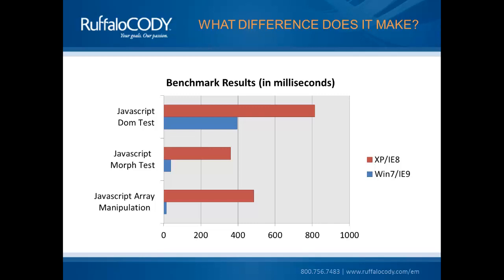So what you'll see here, for instance, if you look at this test on the bottom, we've got the JavaScript array manipulation. This process, you'll see, is exponentially faster if you're using Windows 7 and IE 9 than if you're using Windows XP and IE 8. And this is in milliseconds, so you might say, well, gee, can I really tell the difference between 400 milliseconds and 10 milliseconds? And the answer is probably no, not if you're just doing one JavaScript array manipulation.